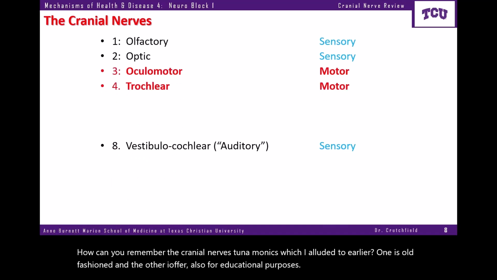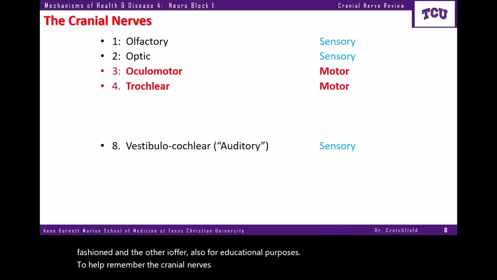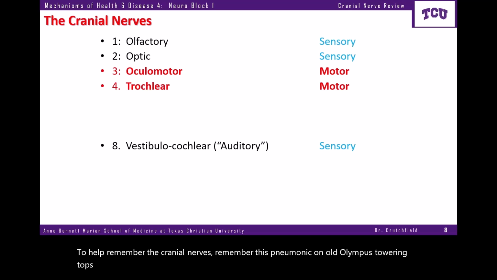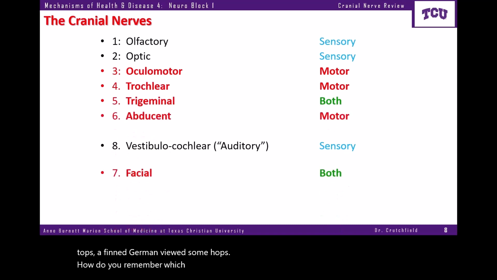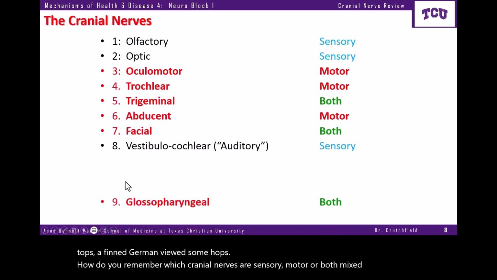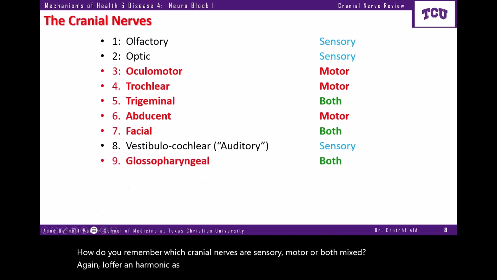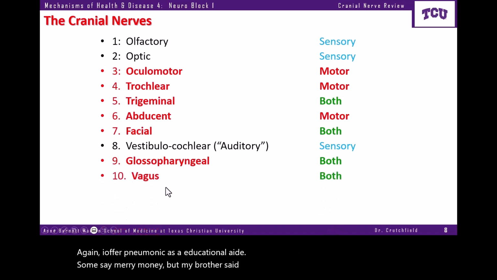To help remember the cranial nerves, remember this mnemonic. On old Olympus, towering tops, a Finn and German viewed some hops. Now, how do you remember which cranial nerves are sensory, motor, or both? Mixed. Again, I offer a mnemonic as an educational aid. Some say marry money, but my brothers say big business matters more.